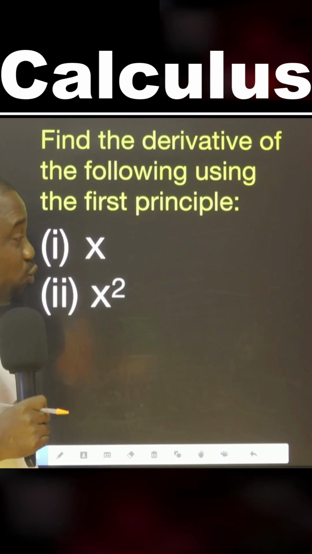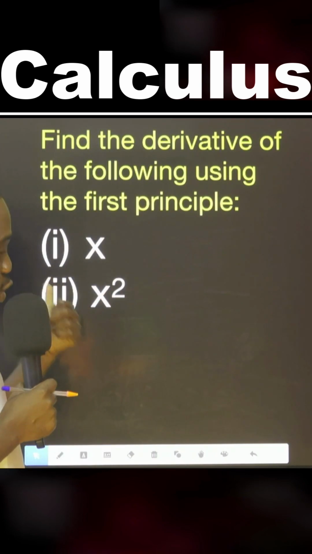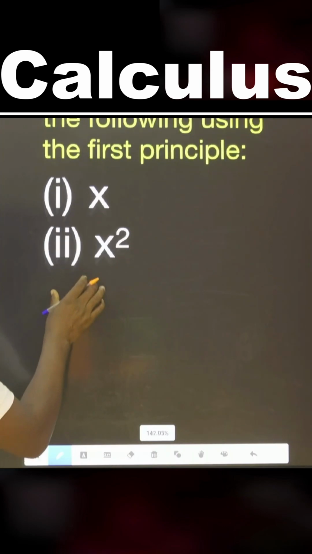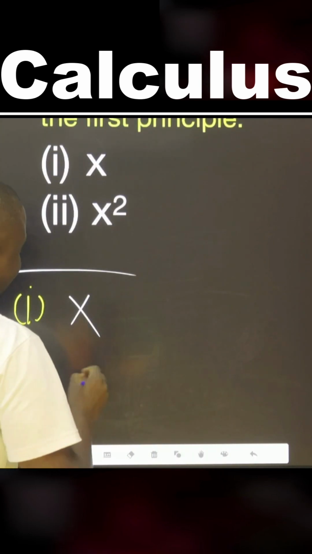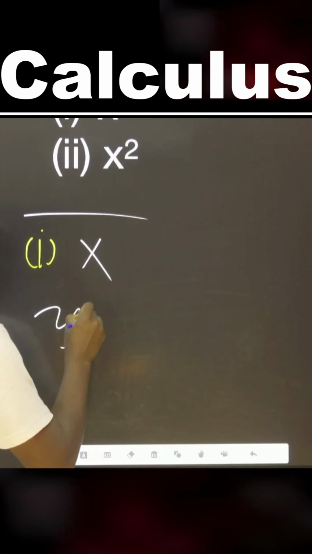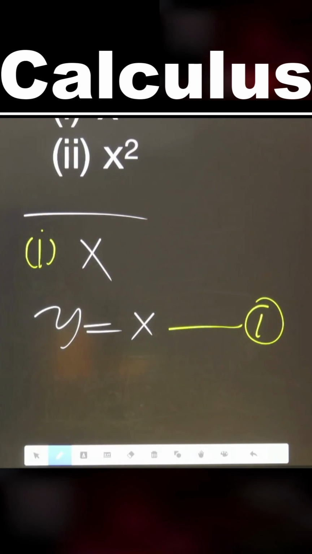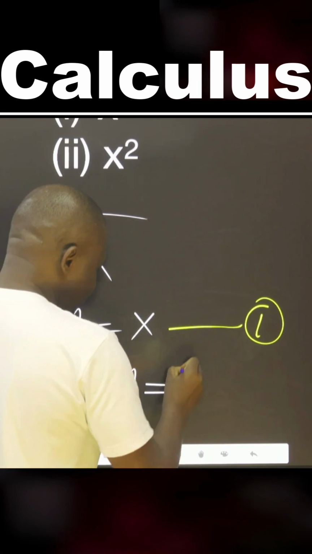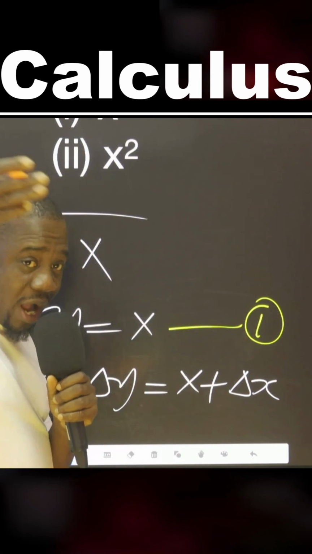Let's look at this. We need to find the derivative of the following using the first principle. Say for number 1, for x, what we need to do, we say y is equal to x. We say this is the first equation. Then we are going to increase this now by delta y equals x plus delta x. That is the second point, the one you saw as Q.